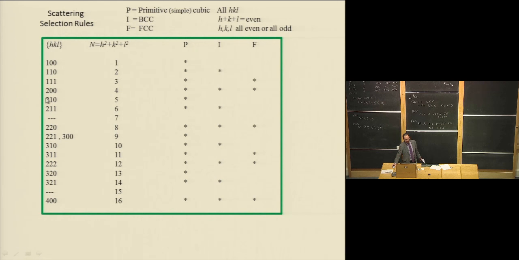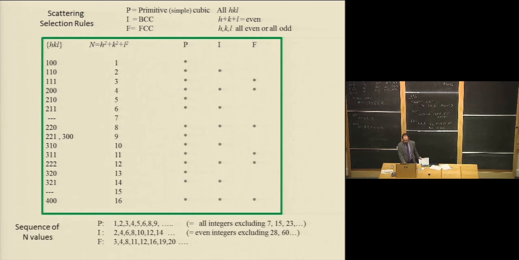The next one that's allowed is 2, 0, 0. Those are all even. That gives you 2 squared, which is 4. That's allowed. The next one that's allowed is 2, 2, 0, all even. 2 squared plus 2 squared plus 0 squared is 8. The next one that's allowed is 3, 1, 1, all odd. That gives you 11, and so forth. So these are the series that we want to look for. So actually, let's do that for this aluminum data. Oh, and here's the series written out: 1, 2, 3, 4, 5, 6, 8, 9, missing 7, 15, and 23.